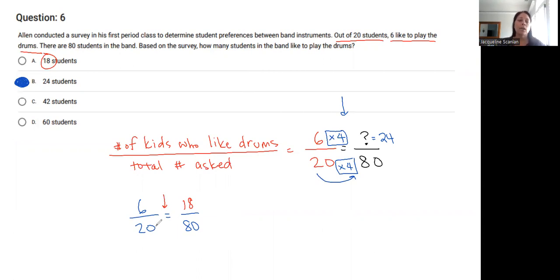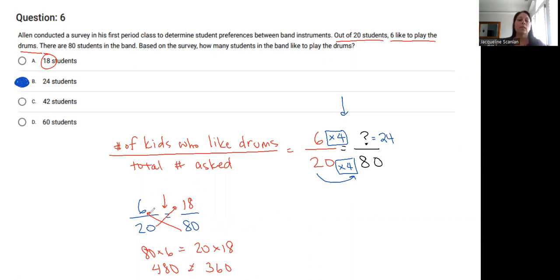Okay, how could I figure that out? I could do cross products. I could do 80 times 6 and see if it's equal to 20 times 18. All right, and if I did the math on that, it will not be equal. 80 times 6 is 480. And 20 times 18, I believe, is 360, but let me double check that. 20 times 18 is 360. So these, you can see, are not equal to each other.